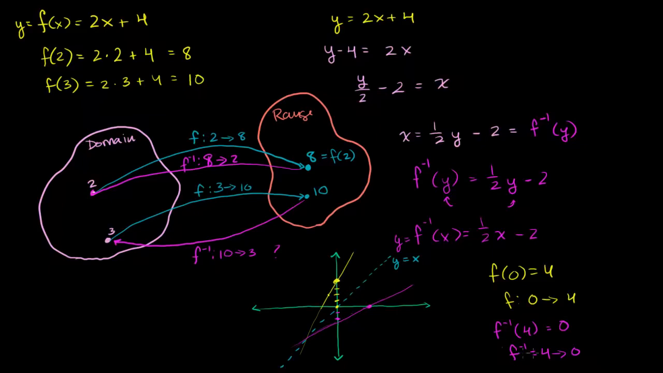So this example that I just showed you, the function takes you from 0 to 4. Maybe I should do that in the function color. The function takes you from 0 to 4. That's the function. f of 0 is 4. You see that right there. And then the inverse takes us back from 4 to 0. So f inverse takes us back from 4 to 0. You saw that right there. When you evaluate 4 here, 1/2 times 4 minus 2 is 0.